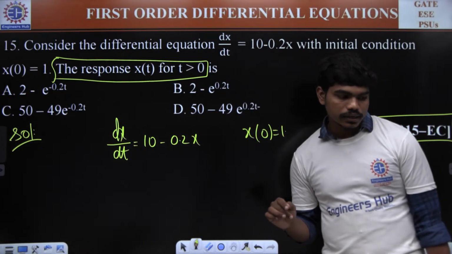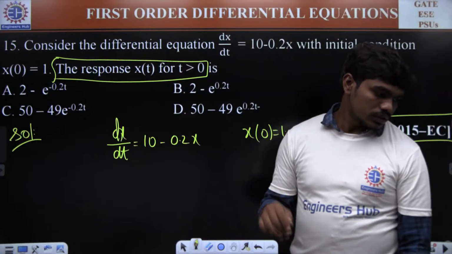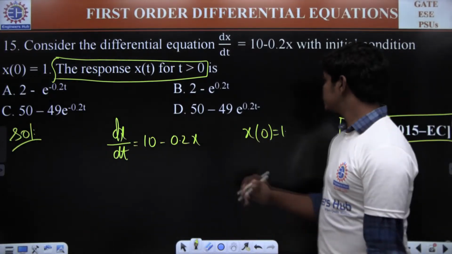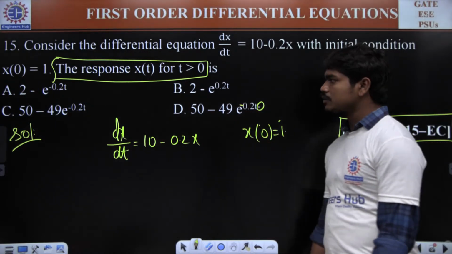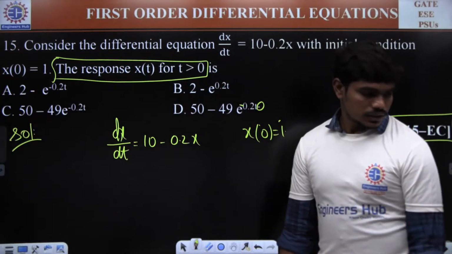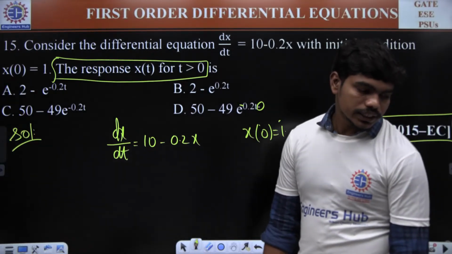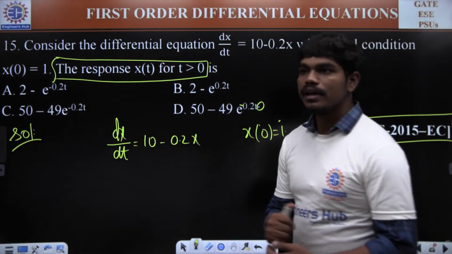Option D, Kamaluddin. I think this should be somewhere here. e power minus 0.2t, because in all options we have e power minus 0.2t. C is the correct answer, then D. Okay, let me try to solve this.